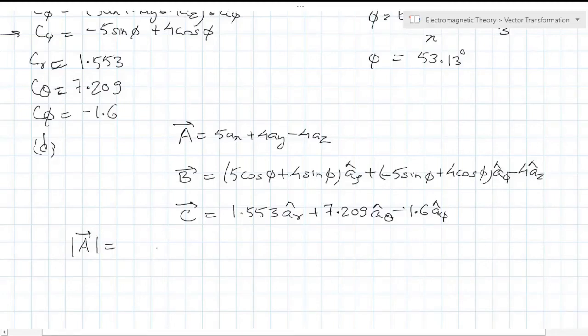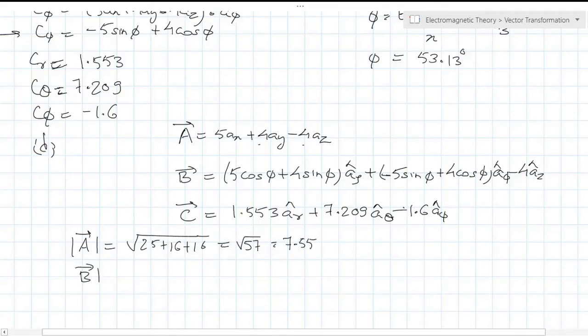Find out the magnitude of A. Under root of 5 square, 4 square and then 4 square. So it will be 25 plus 16 plus 16, which will be under root of 57, and the answer will be approximately 7.55.